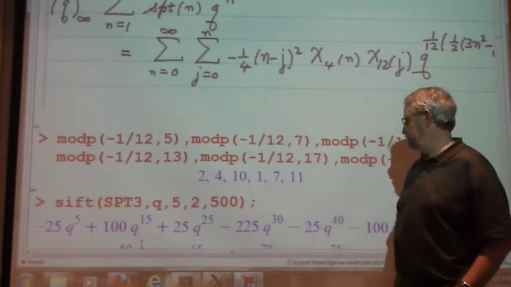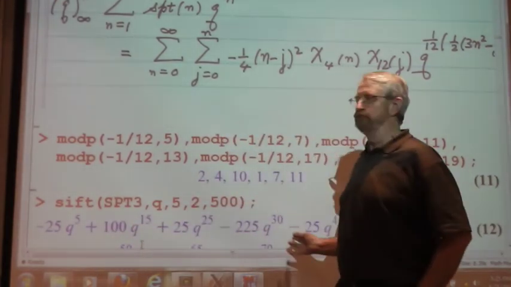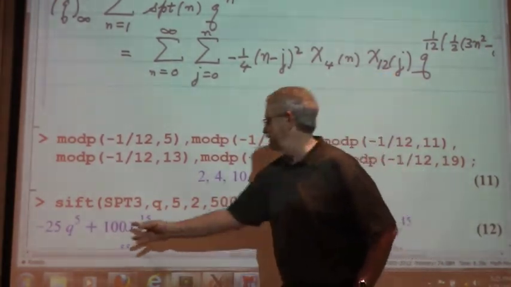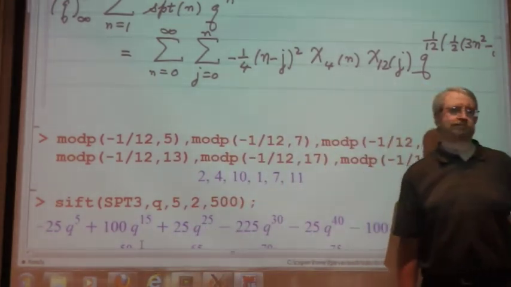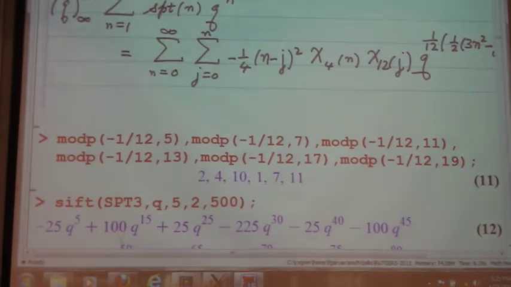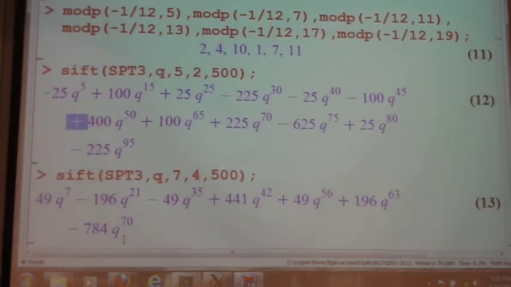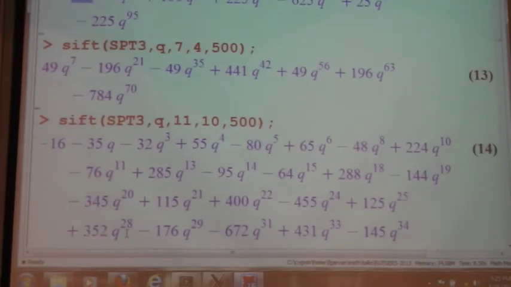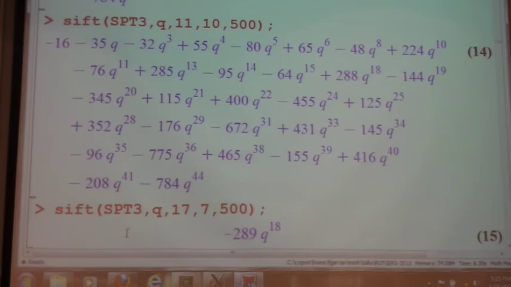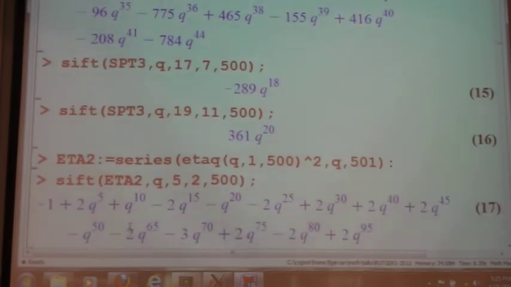And when you do that, something amazing happens. You see a factor of 25 in here, right? And you see these powers are multiples of 5. Okay, if you do the same thing for 7, you'll get a 49 factoring out. But it doesn't work for 11. And it doesn't work for 13. It works for 17 and 19. And a similar thing happens for the Q infinity squared.